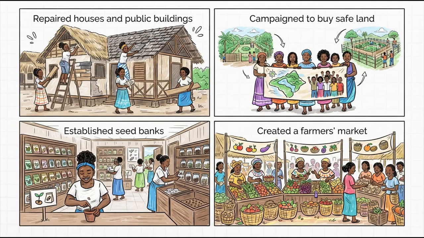Just look at the concrete actions they took. They didn't just sit around and cope. They transformed their society. They organized and repaired houses and public buildings all by themselves. They actively campaigned to buy safe new land to relocate the poorest families out of hazardous zones. To protect their livelihoods, they set up 16 tool banks and 5 seed banks. They even created the very first Garifuna farmers market to secure their local economy, and, this is brilliant, they planted wild fruit trees along the coast to prevent soil erosion. They aggressively addressed the environmental, economic, and social dimensions all at once, building multiple layers of genuine resilience.